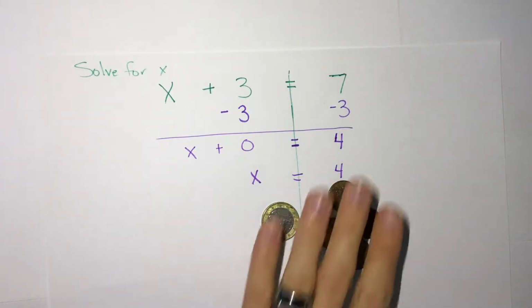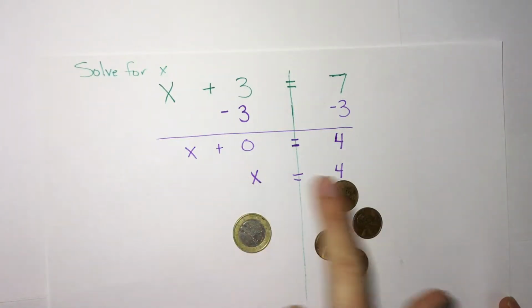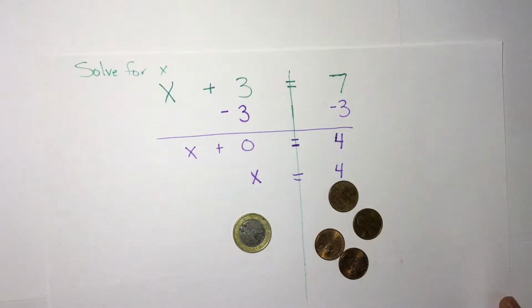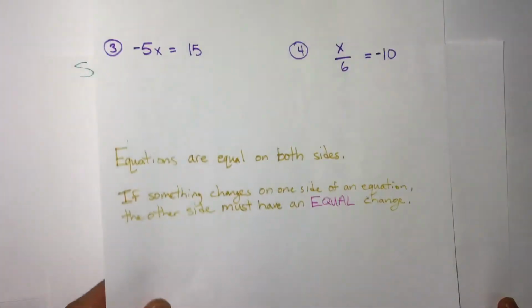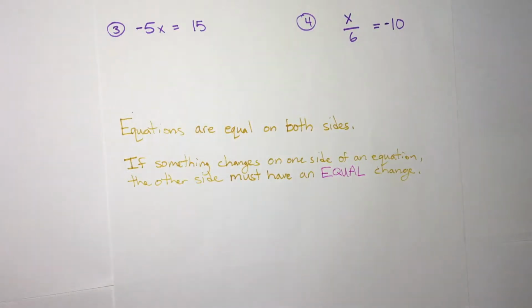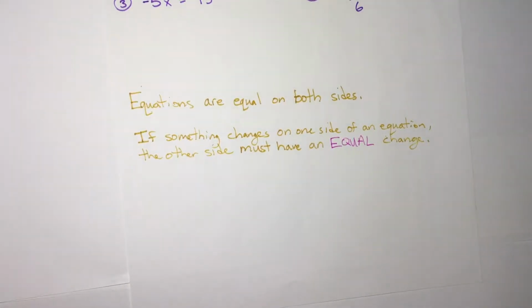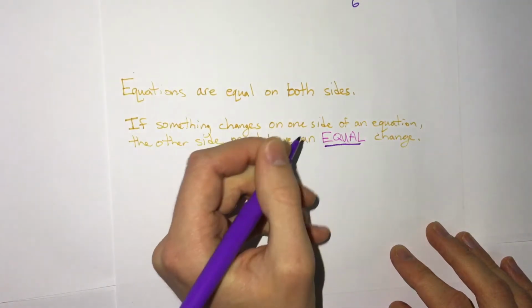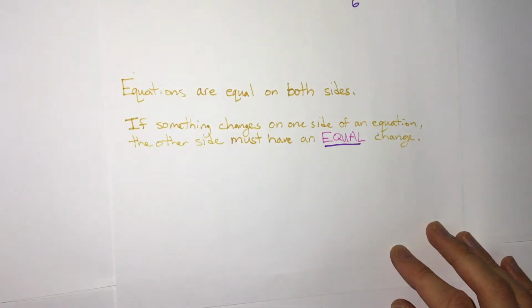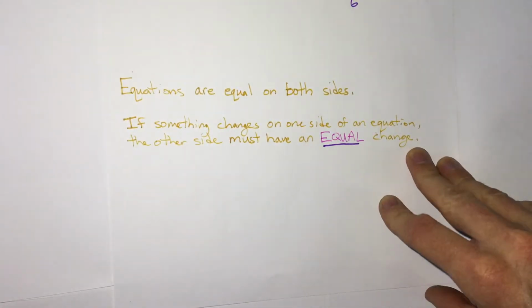So the basic idea of what we're doing here is when there's an equal sign, we have to do equal things on either side of an equation, and we want to do it with the goal of figuring out what our unknown, our x, is. So that's this idea here. Equations are equal on both sides of the equal sign. So if something changes on one side of an equation, the other side must have an equal change. So we're going to look at some examples of how to do this, not just with adding and subtracting, but also multiplying and dividing.